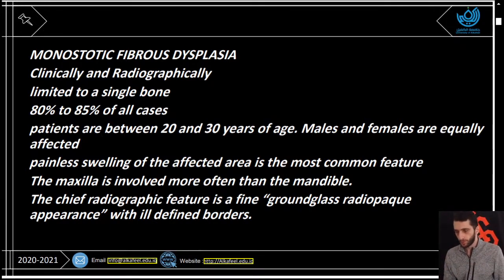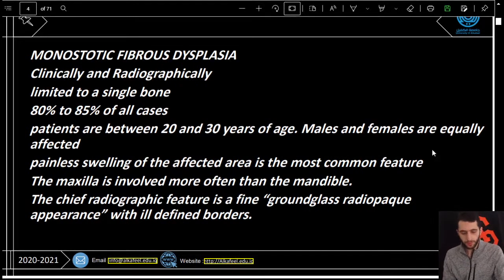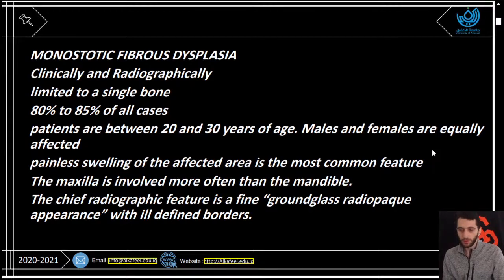Let's go ahead and show you this lecture very clearly, doing the fibrous dysplasia and what is the fibrous dysplasia. Hope my voice is well. You can understand it very well. Yes, my voice is very well. That's why we will finish this lecture right away.